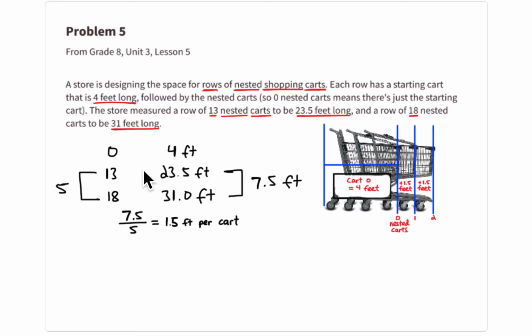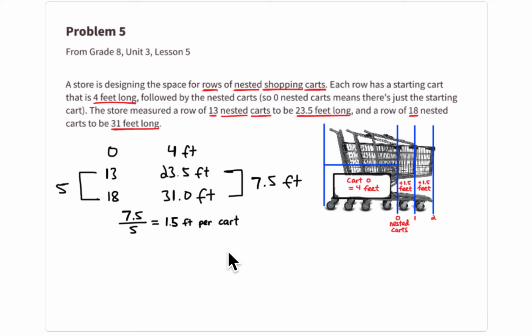And so if you have 13 nested carts, now remember, that's a total of 14 carts. They just want you to look at the 13 carts that are nested. That equals 23.5 feet. I'm sorry, this includes the 4 feet in the beginning. So this is 23.5 feet. And then you go out to 18 nested carts. This again includes the 4 feet in the beginning, but 18 nested carts gives you a length of 31 feet.